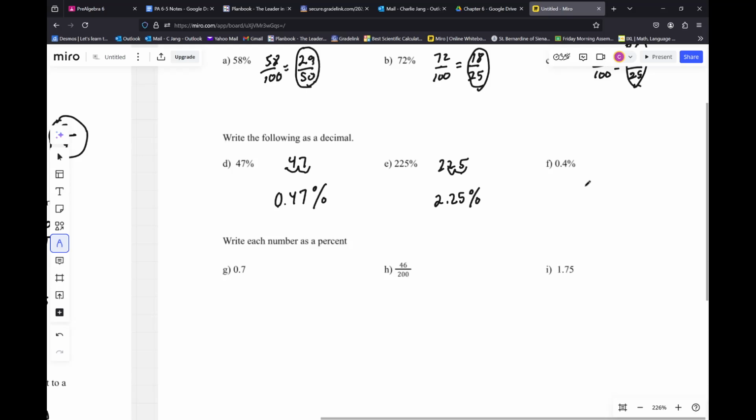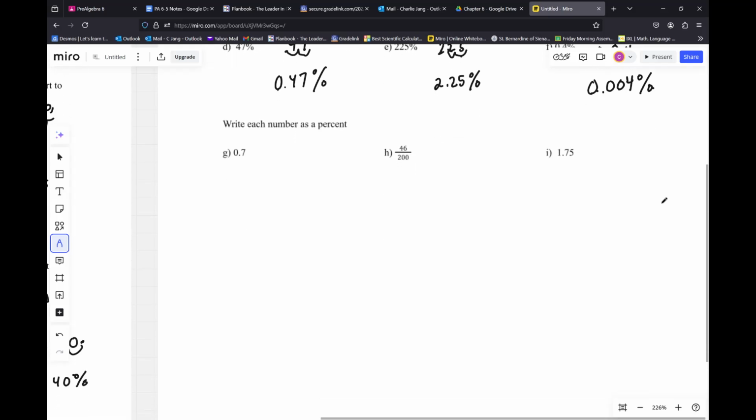This one's a little bit tricky, right? This is going to be 0.4. We're moving it 2 spaces to the left, 1, 2, and yep, we have to add another 0. So this is going to be 0.004. Okay?